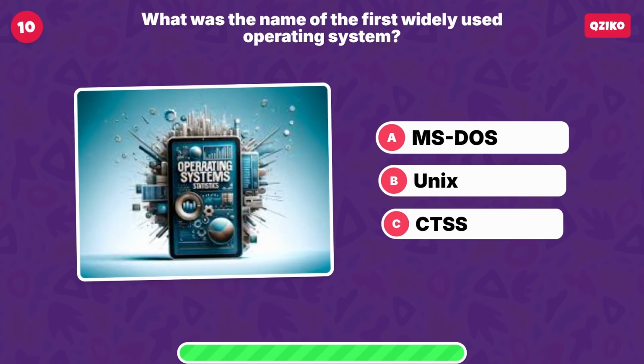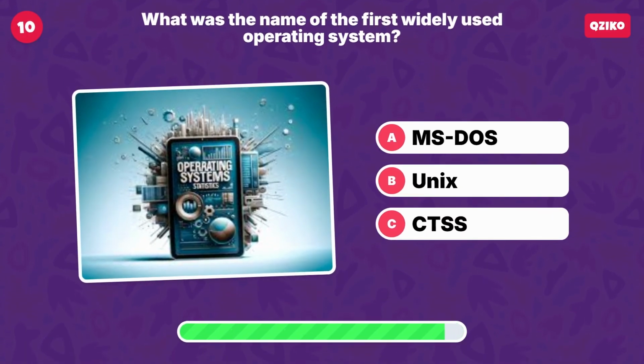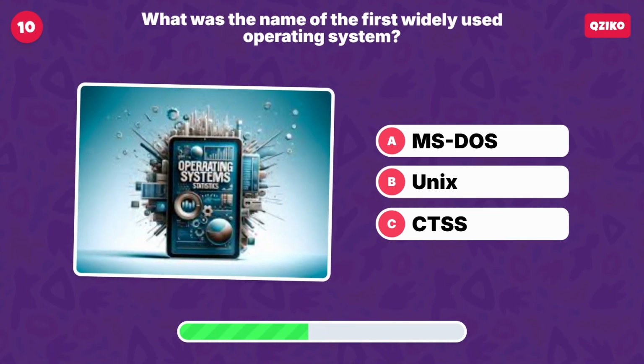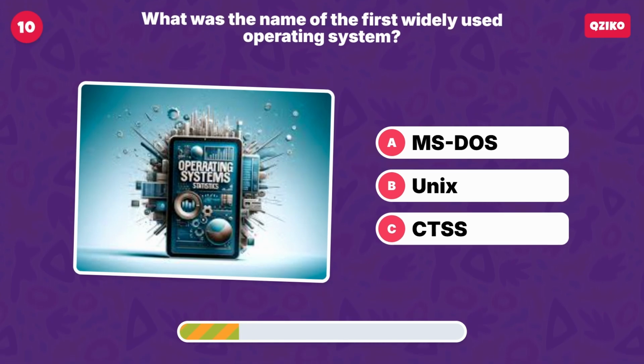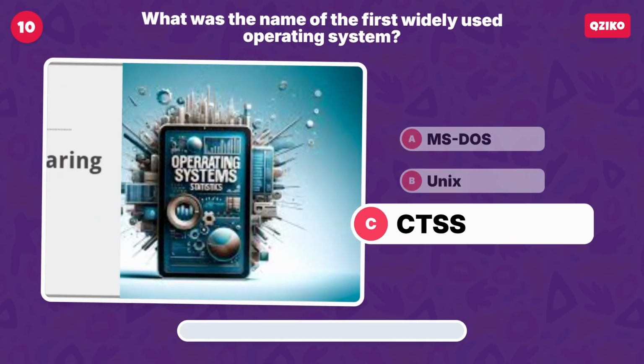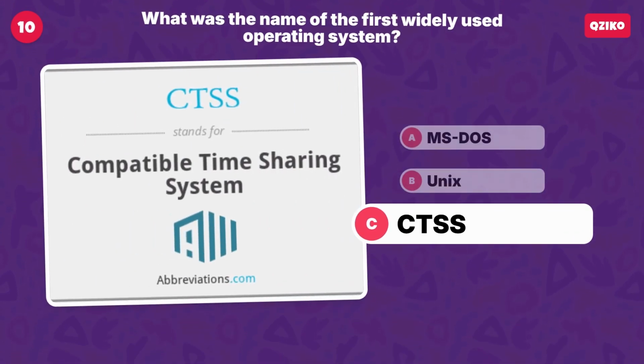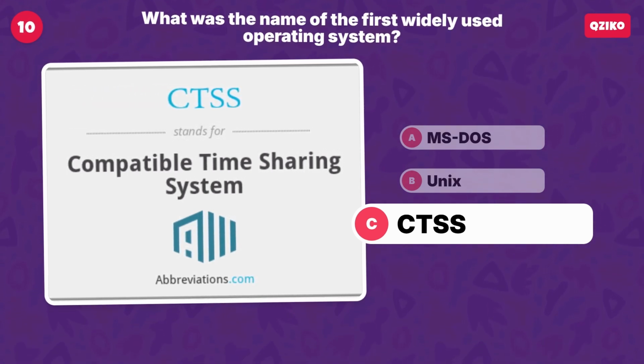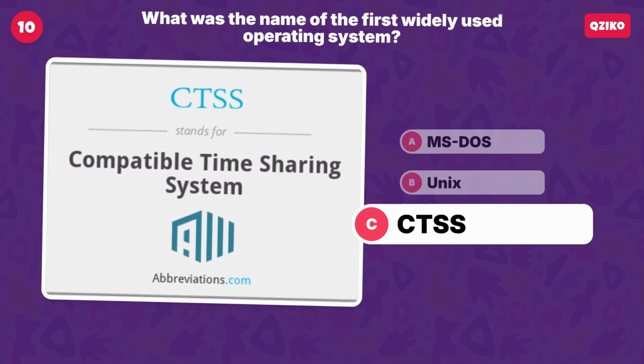What was the name of the first widely used operating system? MS-DOS, Unix, or CTSS? CTSS, Compatible Time-Sharing System, was an early influential OS developed in 1961.